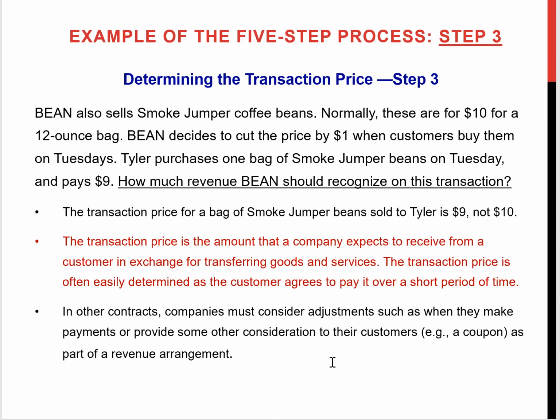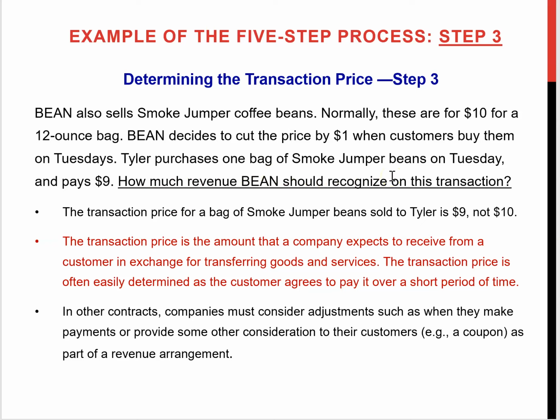Step 3 is determining the price. So we will see the same setting but a little bit different example here. The coffee shop also sells some coffee beans. And now another day when Tyler enters the coffee shop, they say that the coffee bean that they usually sell is for $10, but on Tuesdays they cut the price by $1. And Tyler went to the shop on Tuesday, and Tyler decided to purchase one large coffee bean bag for $9.